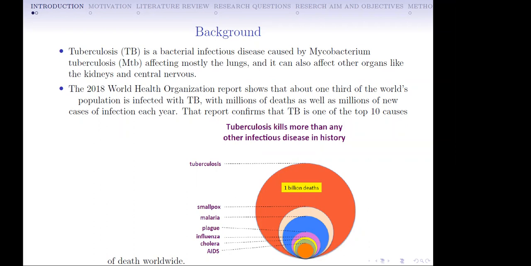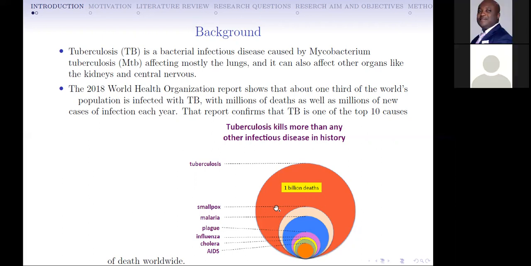The report confirmed that TB is one of the top 10 causes of death worldwide, which can be demonstrated with this diagram. This diagram shows us that TB is one of the leading causes of death, with about 1 million deaths.